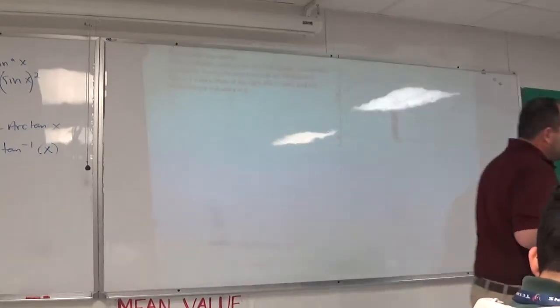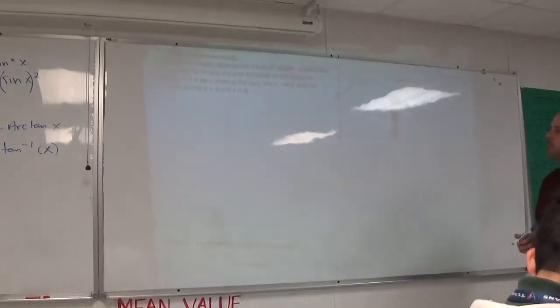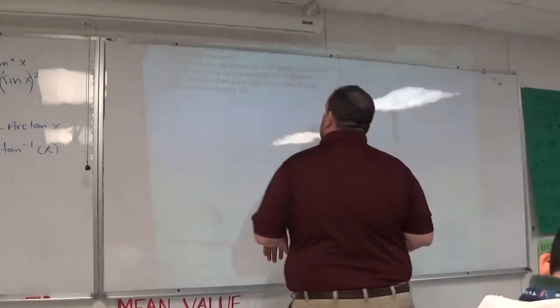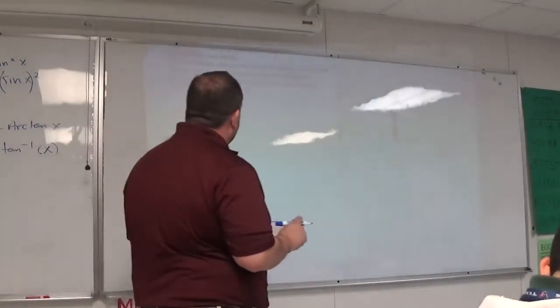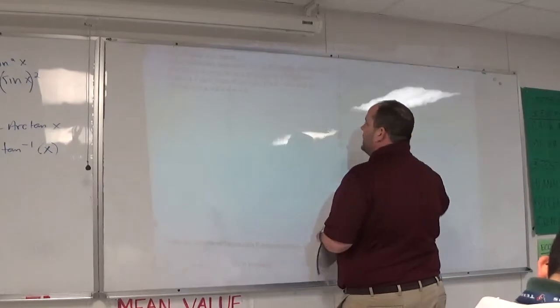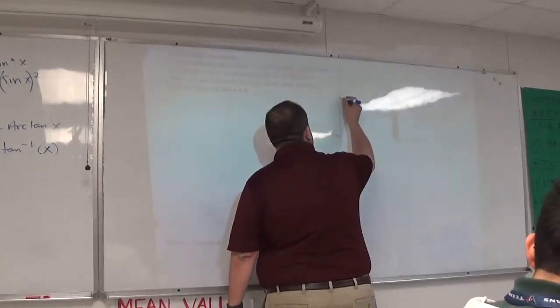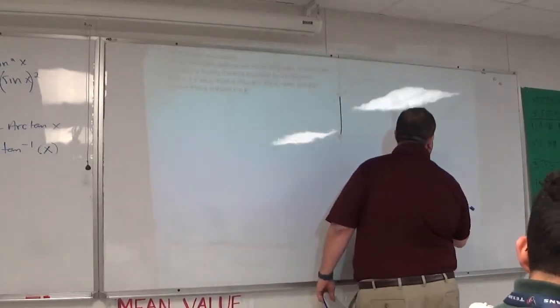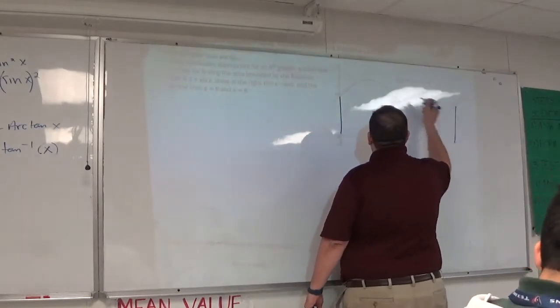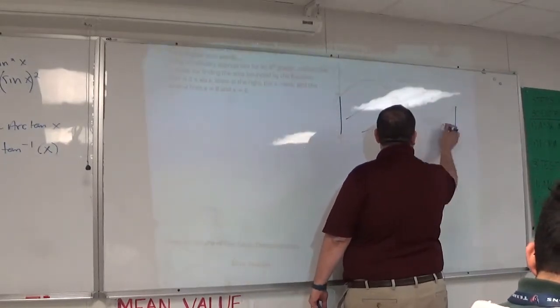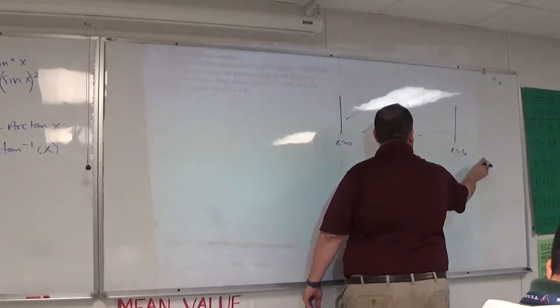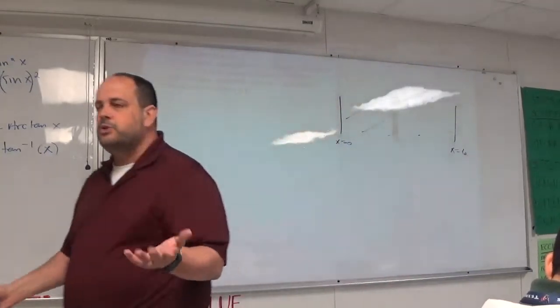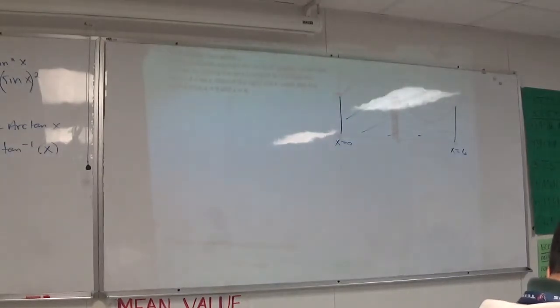This is, what is this? 13. Using vocab appropriate for an eighth grader, explain the process for finding the area bounded by the function f of x equals 2 plus sine of x, the x-axis, and the vertical lines x equals 0 and x equals 6. You want to find all of this area. Have a conversation with somebody near you. What would you do? How would you explain this to them? What's the calculus involved?